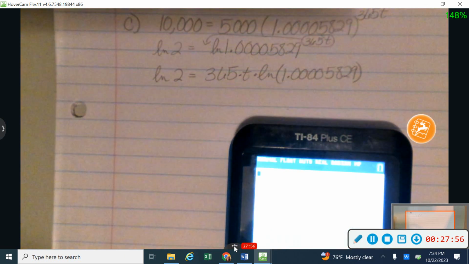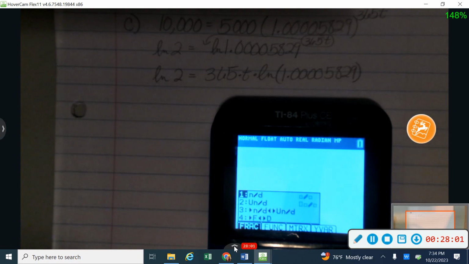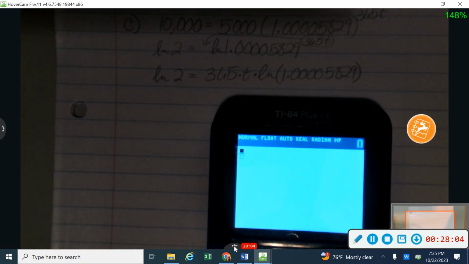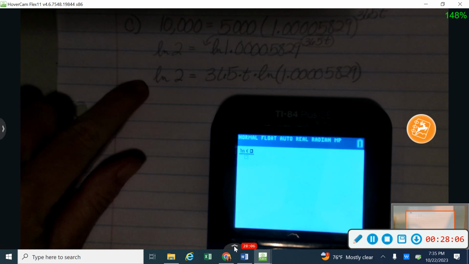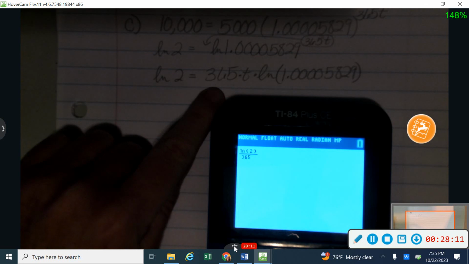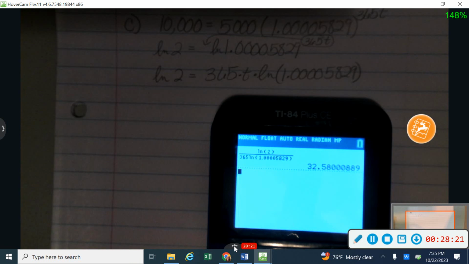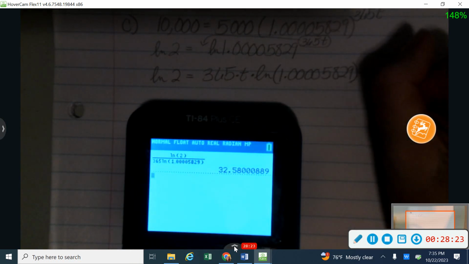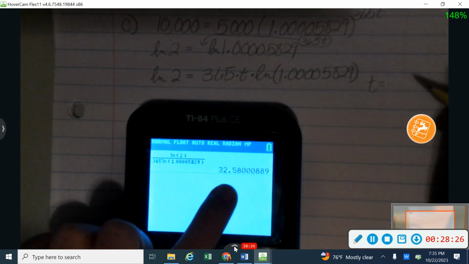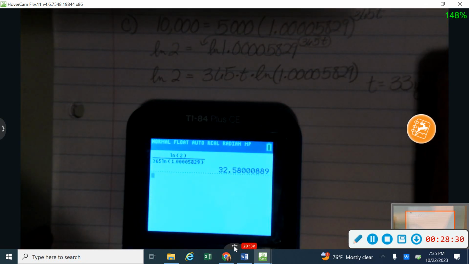All right, so in my calculator, again, I'm going to use that alpha F1 number 1 trick. So alpha F1 number 1, alpha Y equals. And on the top, I'm going to have my natural log of 2. And on the bottom, I'm going to divide by 365, and I'm going to divide by the natural log of 1.00005829. Again, the more of those decimal points you can keep, the better off you're going to be. And it tells me to round off to a whole number of years, so that's going to be after 33 years.